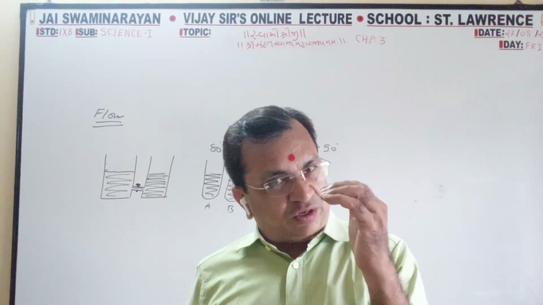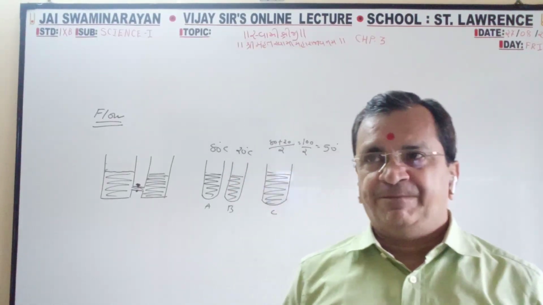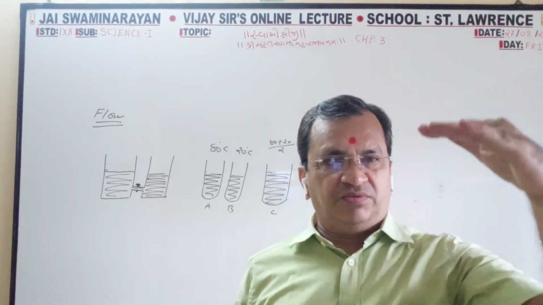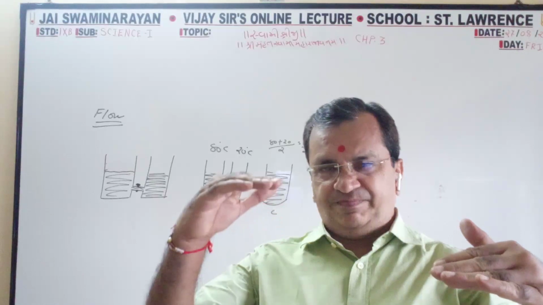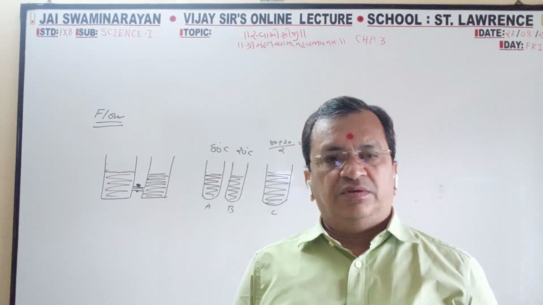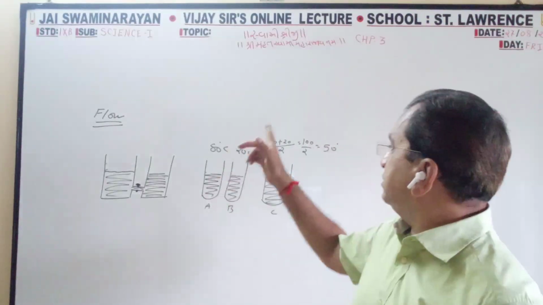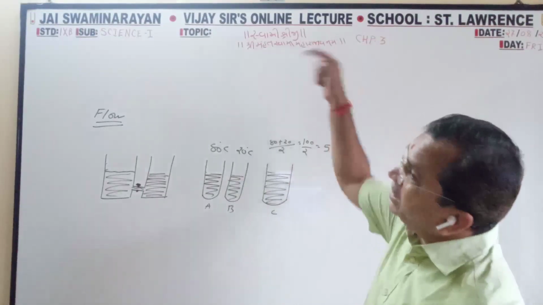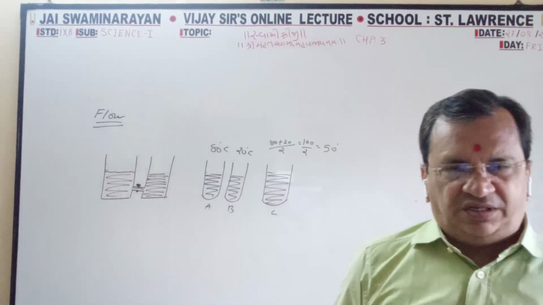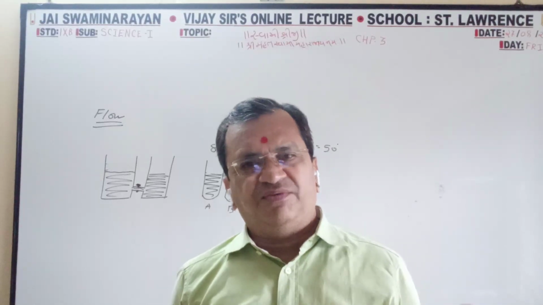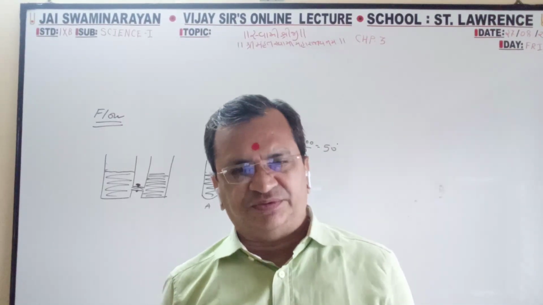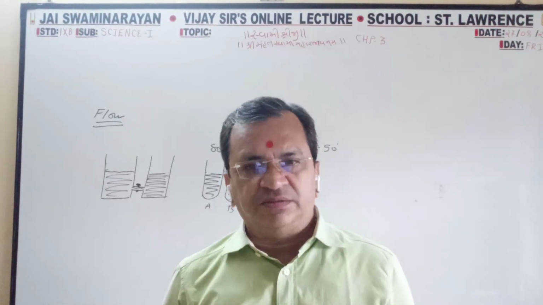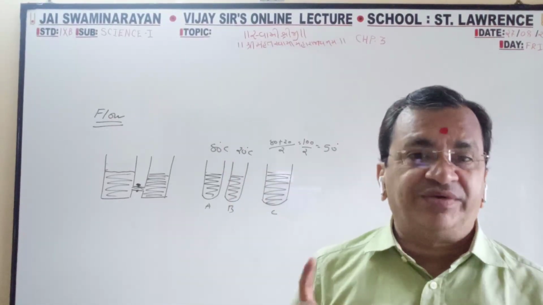80 and 20, why will it stop at 50? The higher temperature 80 will slow down, this will go up. 50 means from 80 to 50 loss of 30 degrees, 20 to 50 gain of 30. Whatever is lost by one substance is gained by the other substance. Third example. First example, flow of water. Second example, flow of temperature.